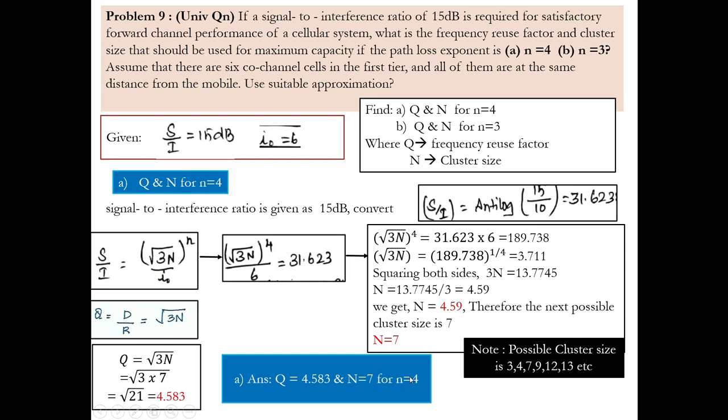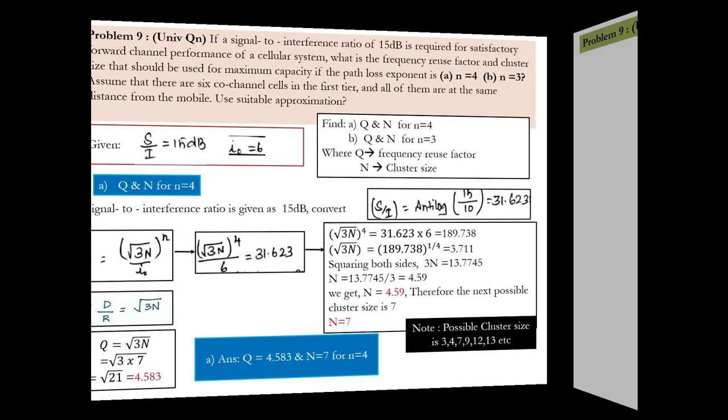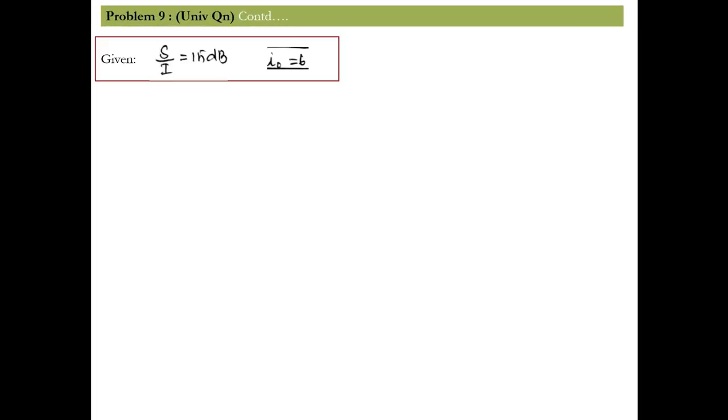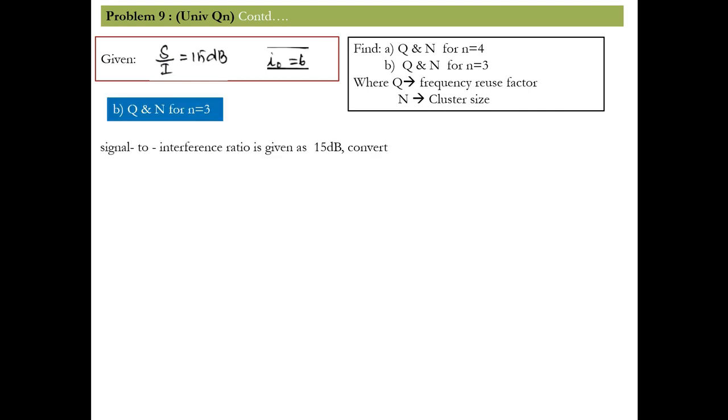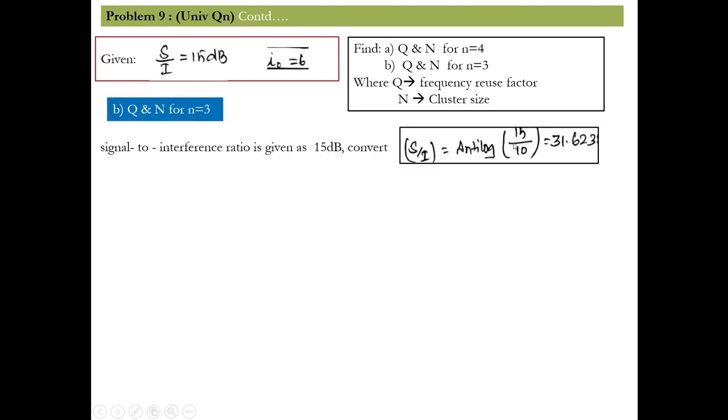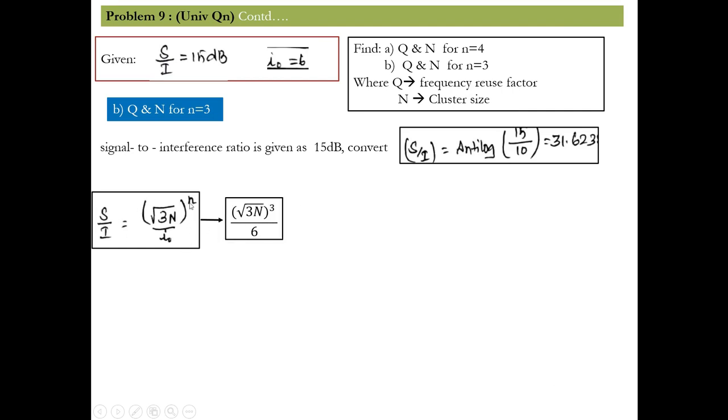So let's do it for the second case when n is equal to 3. It is exactly a similar procedure. So the given values are written. The signal to interference ratio is 15 dB. Let us convert it and we get 31.623. Using the same formula, the only difference is in the path loss exponent. In the earlier case it was 4 and now it is 3. So making the necessary change here, square root of 3N raised to the power of 3 by 6. Let's proceed to find out N.